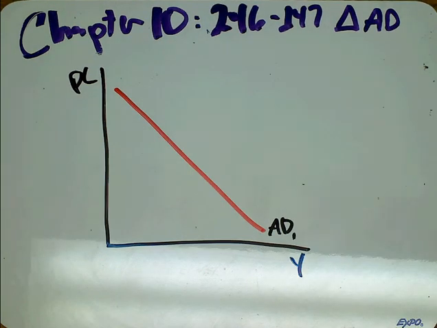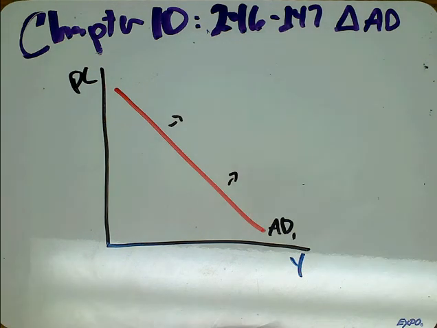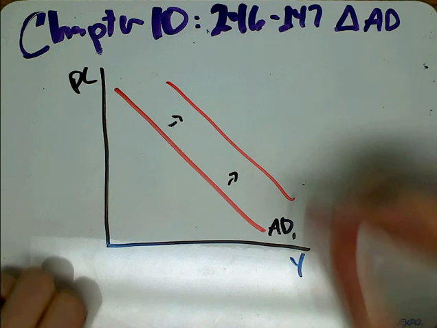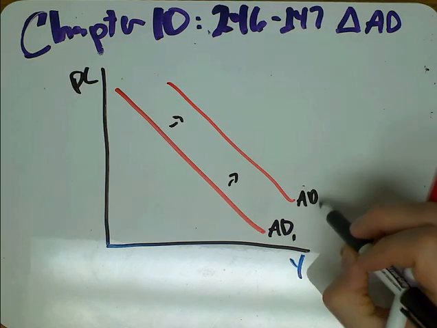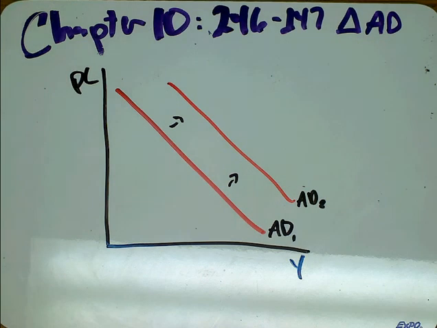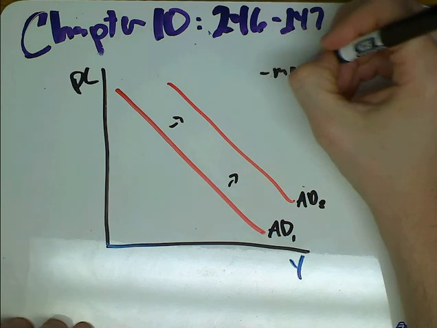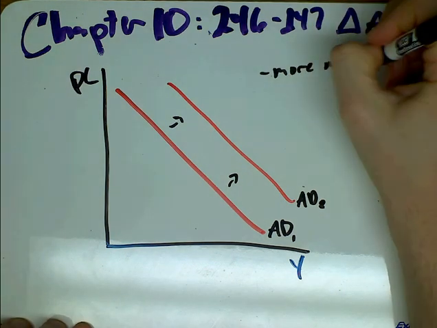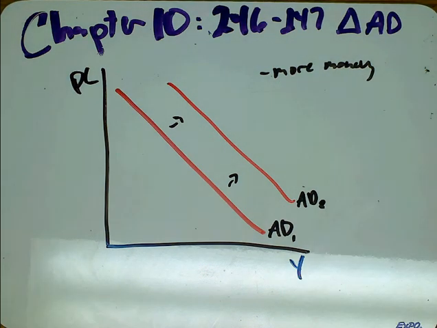What would cause, think for a second, what would cause people to demand more goods and services at all prices? Like, what would cause people to have an increase in demand at a macro level? Think to yourself. One of the things that the book says is that if there's more money, that makes sense. If you give people more money, you're going to see an increase in aggregate demand.